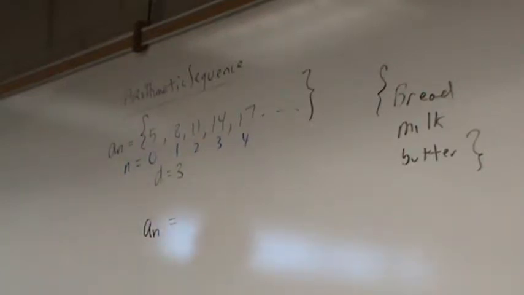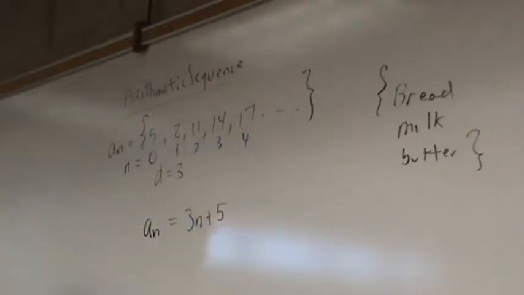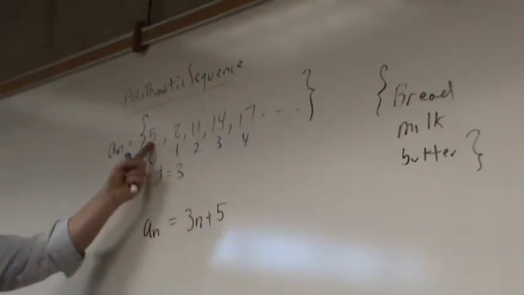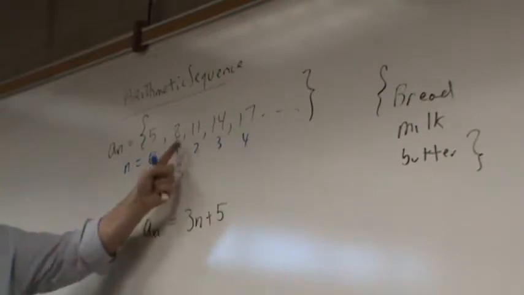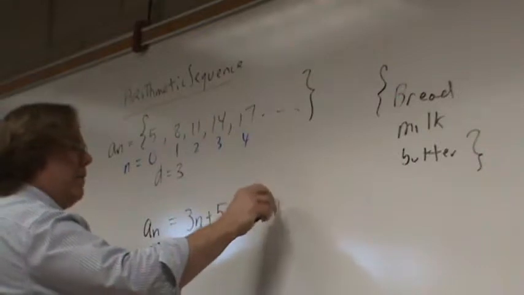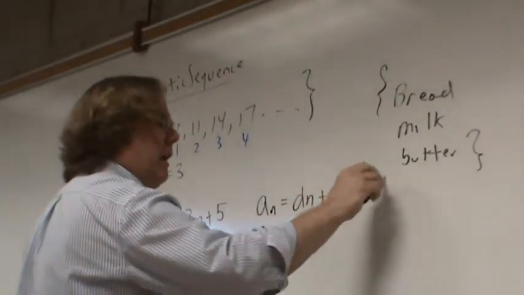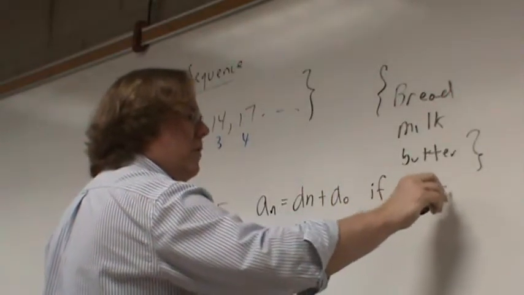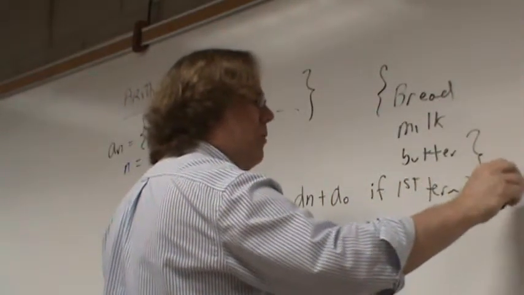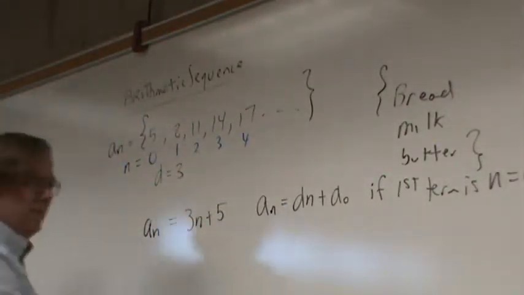So here's a list of numbers, and this list of numbers is indexed, it's ordered. And so I'm going to get an expression for a sub n. In this case, what's my expression for a sub n going to be? I wonder if anyone can just tell me. 3n. Yeah, beautiful, 3n plus 5, or 5 plus 3n. Great, and there's an easy way to check. Stick in a 0, do I get 5? Stick in a 1, do I get 8? Stick in a 2, do I get 11? So generally, a sub n is going to equal dn plus a naught if the first term is n equals 0. Then that's your formula, and it's actually an incredibly simple formula.